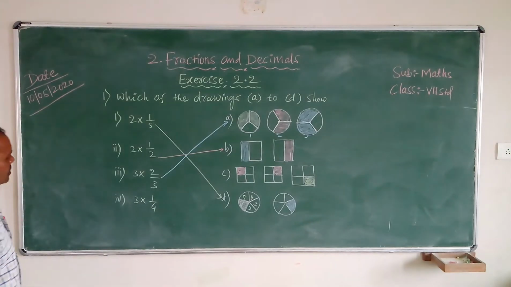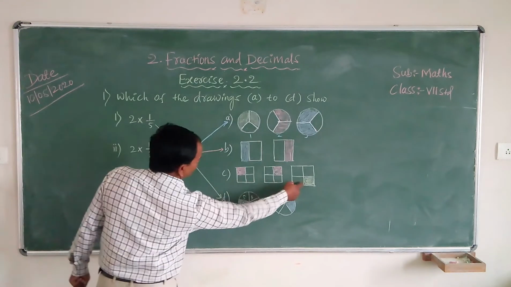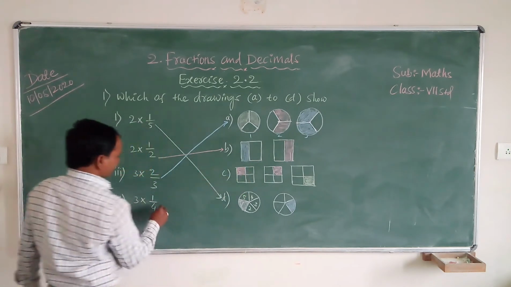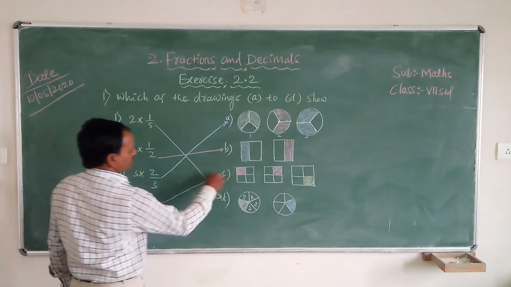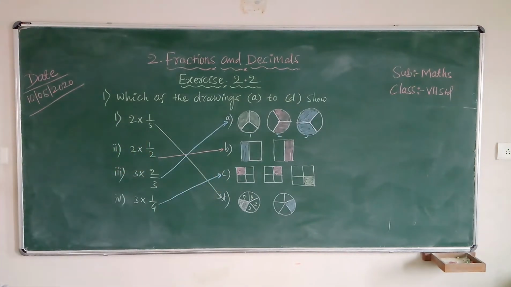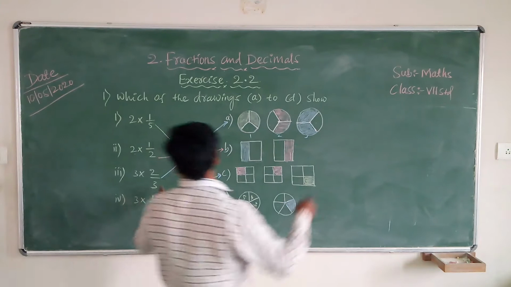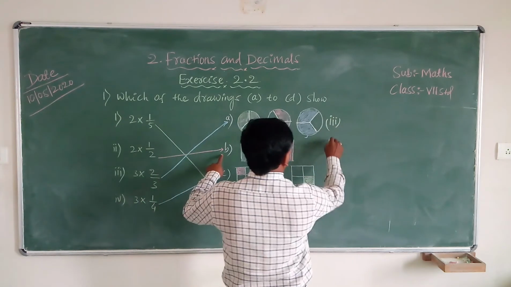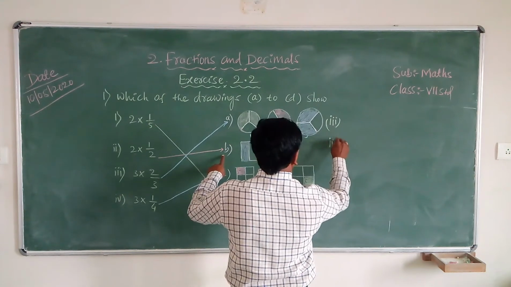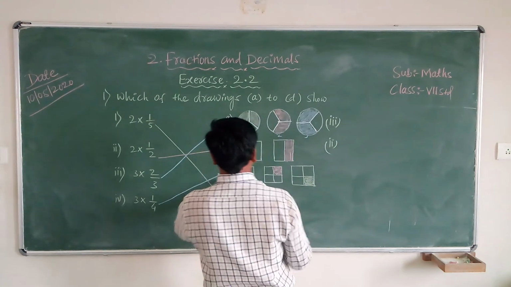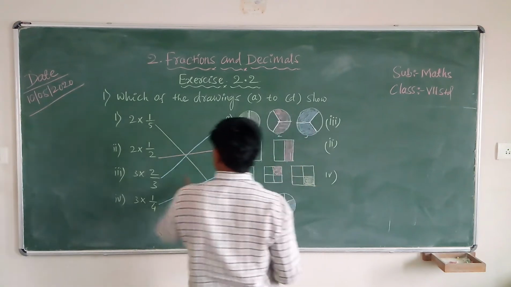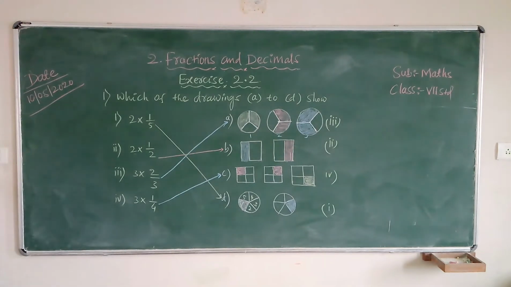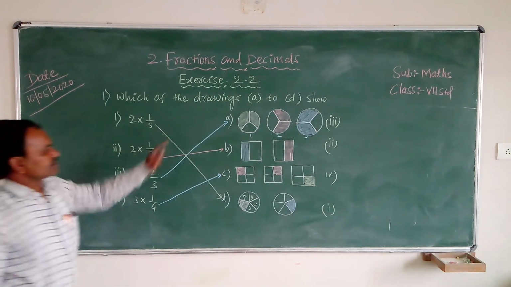Last one remains what? 3. 3 figures, 1, 2, 3 figures. 1 by 4, 1, 2, 3, 4. This is answer C. Like this, you have to do the matching. So this is third one. This is B only, this is second. So now this is fourth. So like this, you have to match the following.